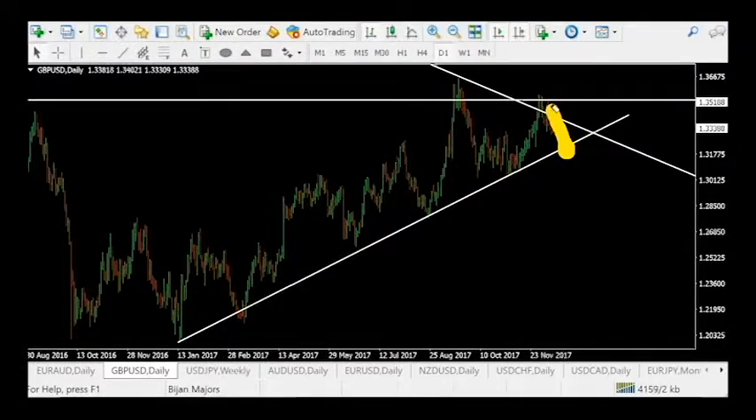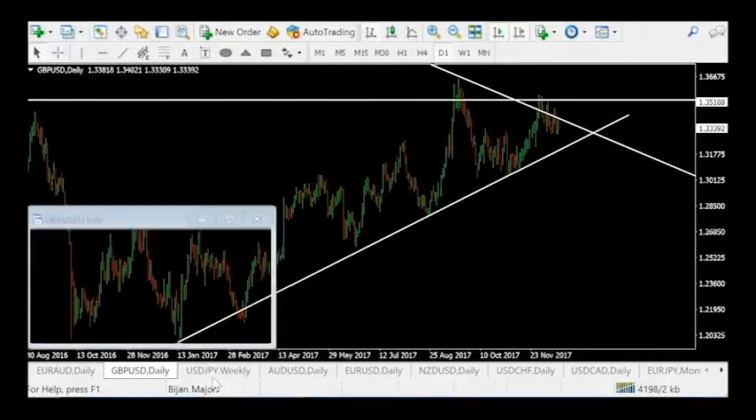We can go short to here, but you see the stop has to be really tight. Or the second option, we just wait for the price to break this line, come back, retest it, and then go long. That's the plan for the GBP USD. Okay, all right, good. Let's move on.